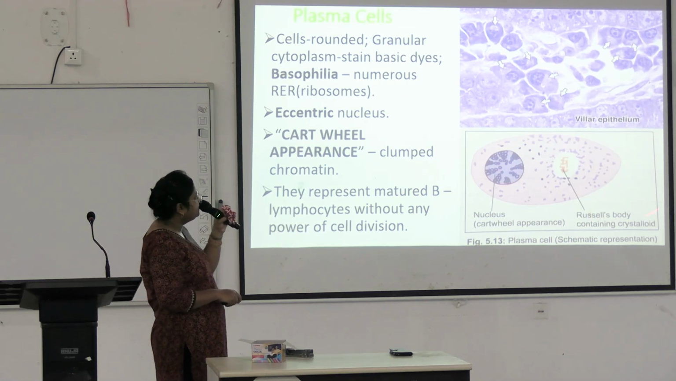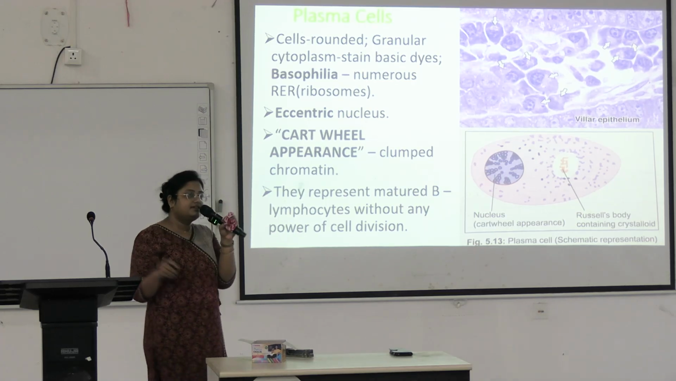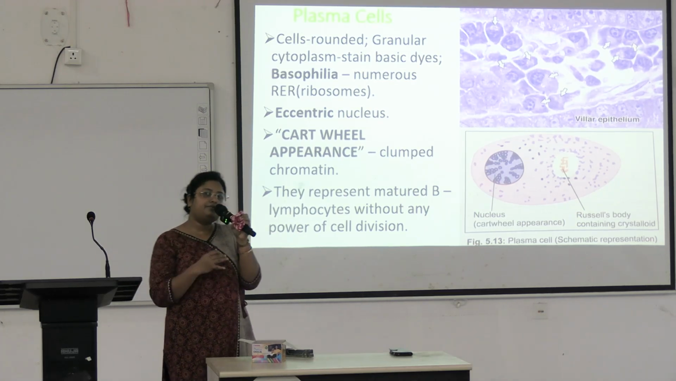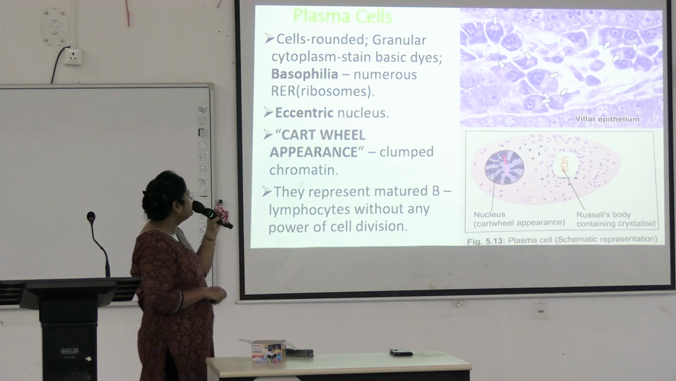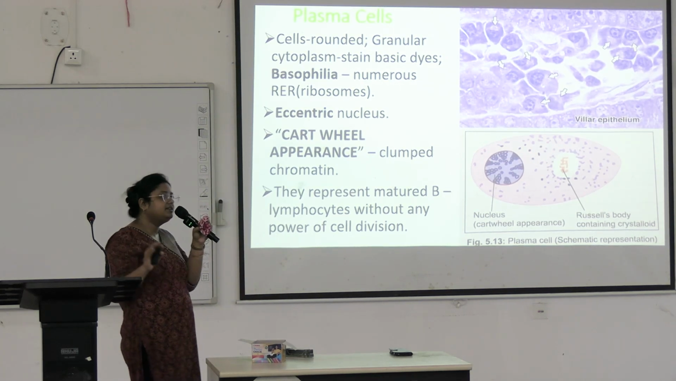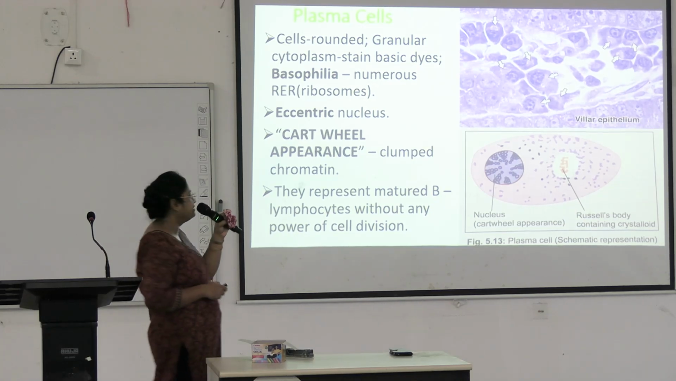See, this is a schematic diagram of a plasma cell. This is the nucleus, the location of the nucleus. Eccentric means away from the middle, towards the periphery. So this is the location of the nucleus, so it is eccentric in position. Position is important for identification of these plasma cells.